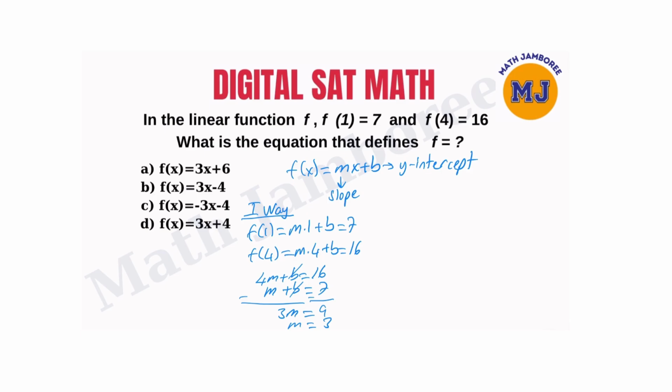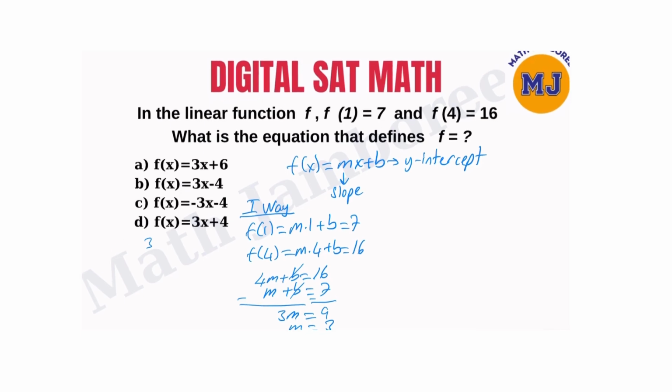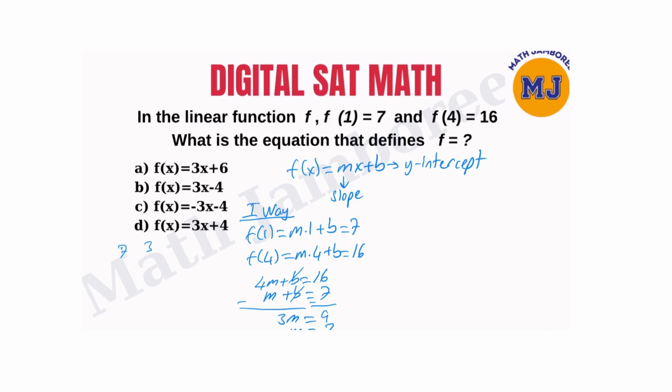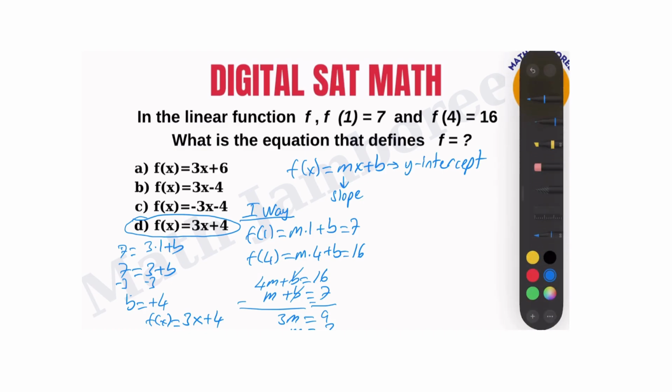How can you find the value of b? By just substituting. So this m is 3 again. 7 is equal to 3 times 1 plus b. 7 is equal to 3 plus b. You take away 3 from both sides, and then you find b as 7 minus 3, which is positive 4. Therefore, our equation will be 3x plus 4. So you can go ahead and choose choice D for this specific question.